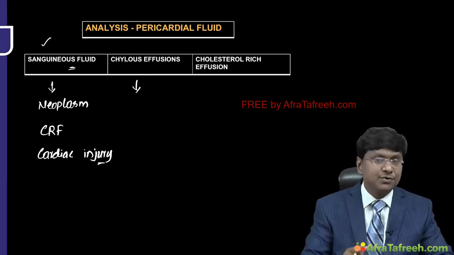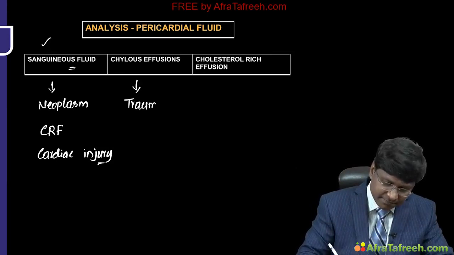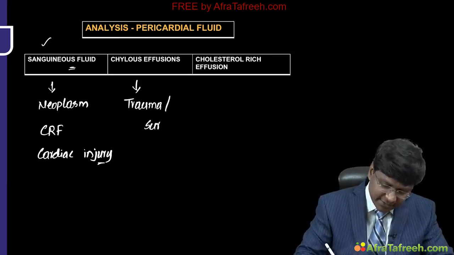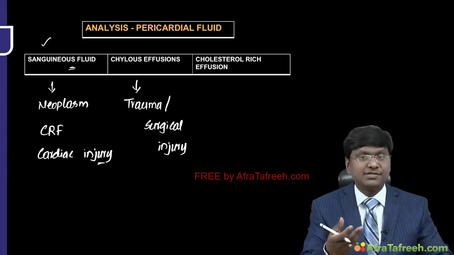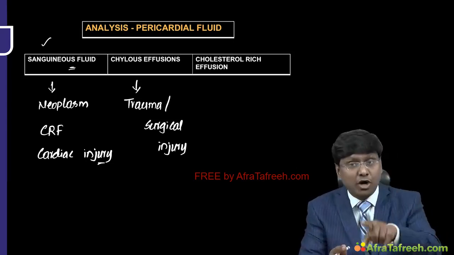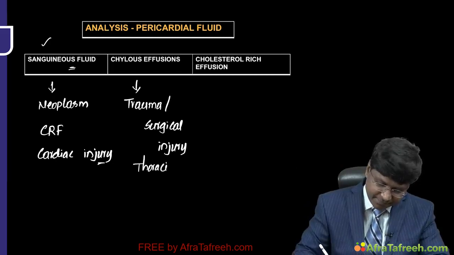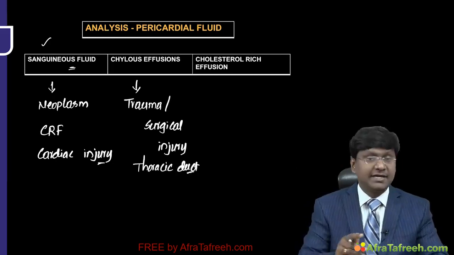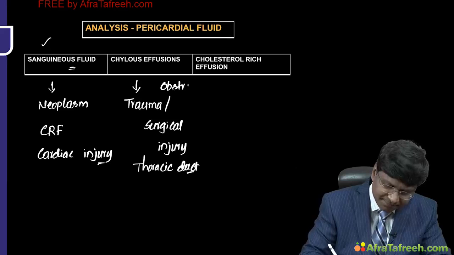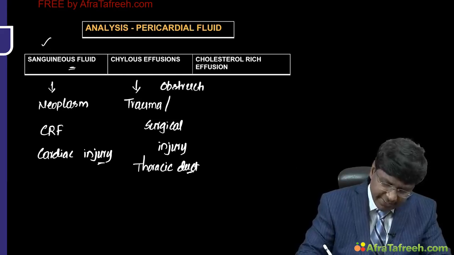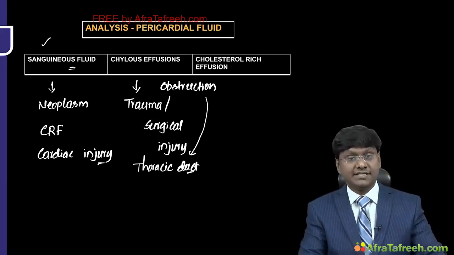And if there is chylous effusion, what does this tell you? This can occur after trauma, right? This can occur after a surgical injury. Chylous effusion means the presence of lymph, right? Surgical injury to what? Surgical injury to the thoracic duct. This can cause chylous effusion, right? Or even it could be obstruction of the thoracic duct. Even that can also cause chylous effusion.